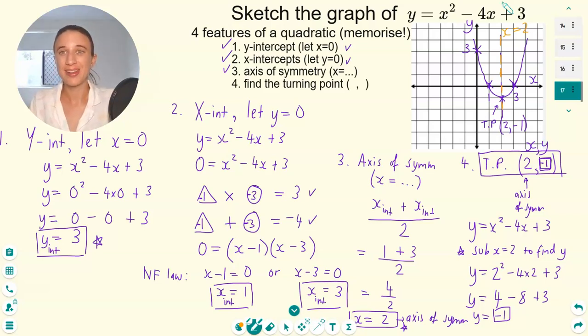That is what the graph of this quadratic looks like. So hopefully that made sense. You might just want to come back and watch steps 3 and 4, finding that axis of symmetry and turning point. But I will see you in the next video.